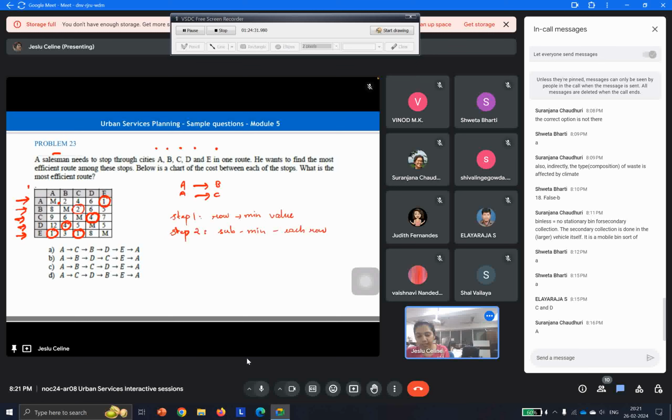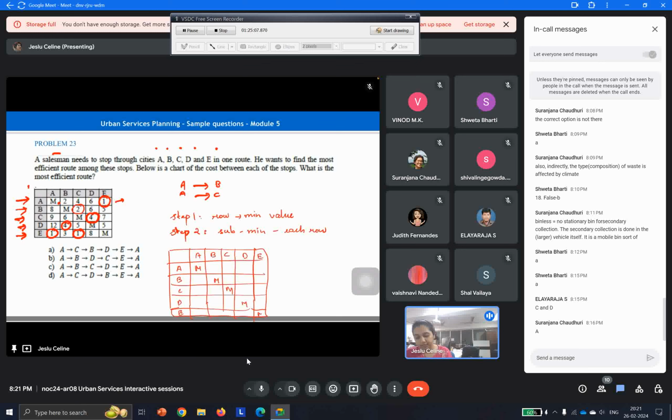Now step 2 is that we subtract the minimum value from each row. So from row A, we subtract 1, and from row B, we subtract 2. Like that, we'll get a new matrix after this subtraction. Can we quickly do that subtraction? I'll just make another matrix. Yeah, so M will be constant.